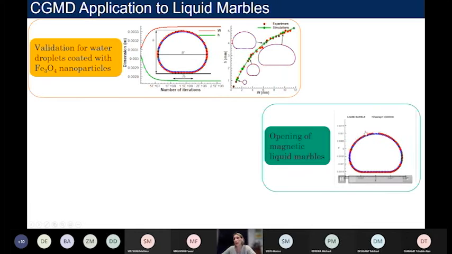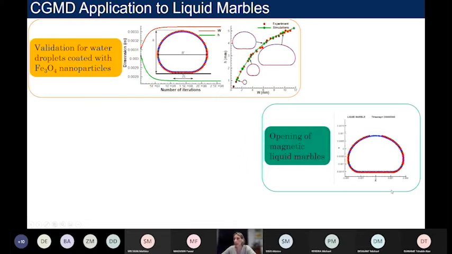In the initial stage, we put the marble on the flat surface, getting this puddle shape. Then at the bottom, we've got a magnetic field applied to those external particles. Basically, the attraction from this magnetic force allows those external particles to move towards the magnet and open the top surface of the coating.